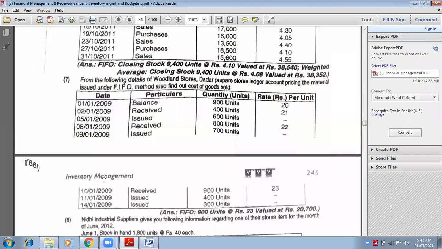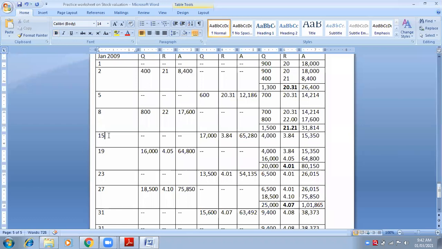Now, next after 8th date, we have 9th. Issued 700 units. So after 8, we will write here 9. The receipt column will be nil. And on 9th date, 700 units are issued. Now out of 1,500, 700 is issued. So what rate will be taken? 21.21. Very good. And what will be the amount? 700 into 21.21. 14,847.